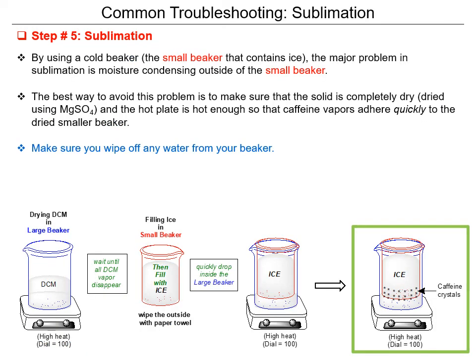By using a cold beaker, the major problem in sublimation is moisture condensing outside of the small beaker. The best way to avoid this problem is to make sure that the solid is completely dry and the hot plate is hot enough so that caffeine vapors adhere quickly to the dried smaller beaker. While performing the experiment, make sure you wipe off any additional water droplets from your beaker.